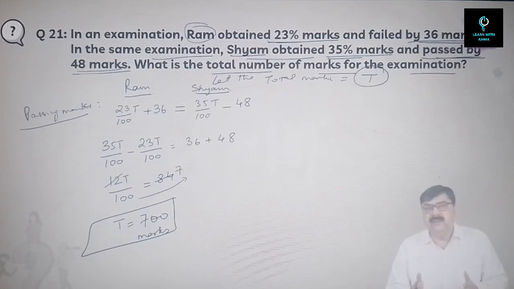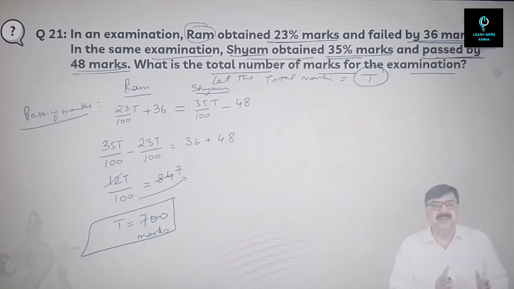So what did we do here? As per the conditions or instructions given for Ram, we found out the passing mark, and similarly for Shyam, and equated them, because the passing mark for both these guys happens to be the same. They are attempting the same examination.